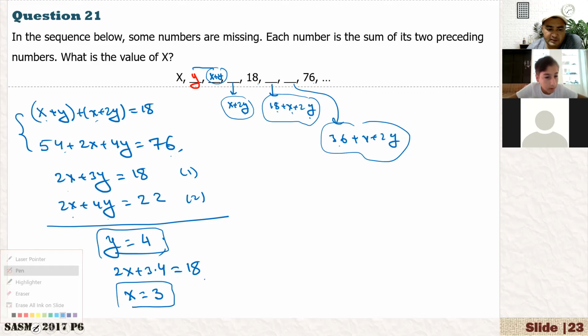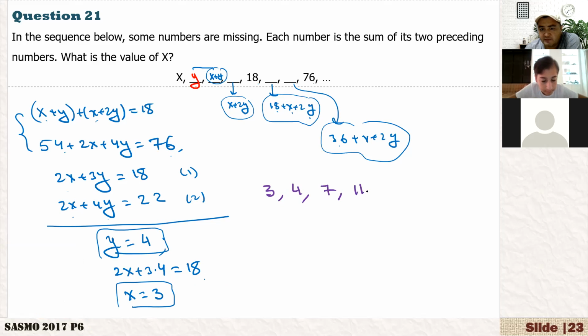Now if you write the sequence here, first it starts with x, it is 3. Y is 4. 3 plus 4 is 7. 4 plus 7 is 11. 7 plus 11 is 18. 11 plus 18 is 29. 18 plus 29 is 47. 29 plus 47 is equal to 76. What is the question here? What is the value of x? Actually, we have already calculated it.